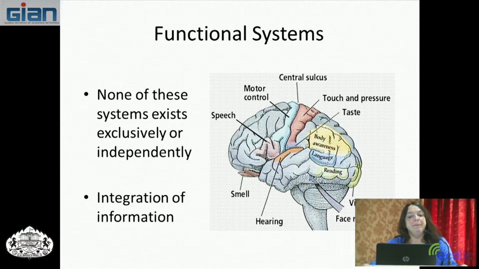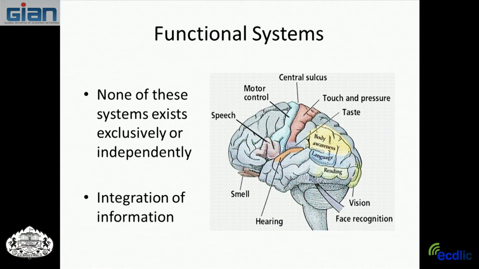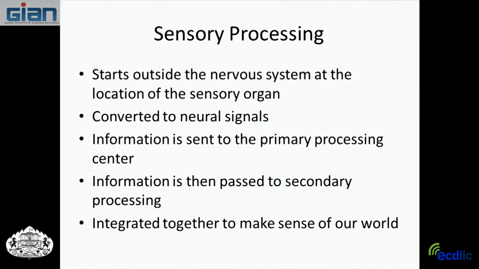Then we went on to talk about the different functional systems in the brain. So these are the systems, or the anatomical regions, that work together to help us perform different functions. And you see here some of the things that we talked about, and how none of these systems works exclusively or independently. They all work together, and they integrate the information to help us make sense of the world around us. We talked about sensory processing, which in all cases doesn't matter if it's tasting, smelling, hearing, or seeing.